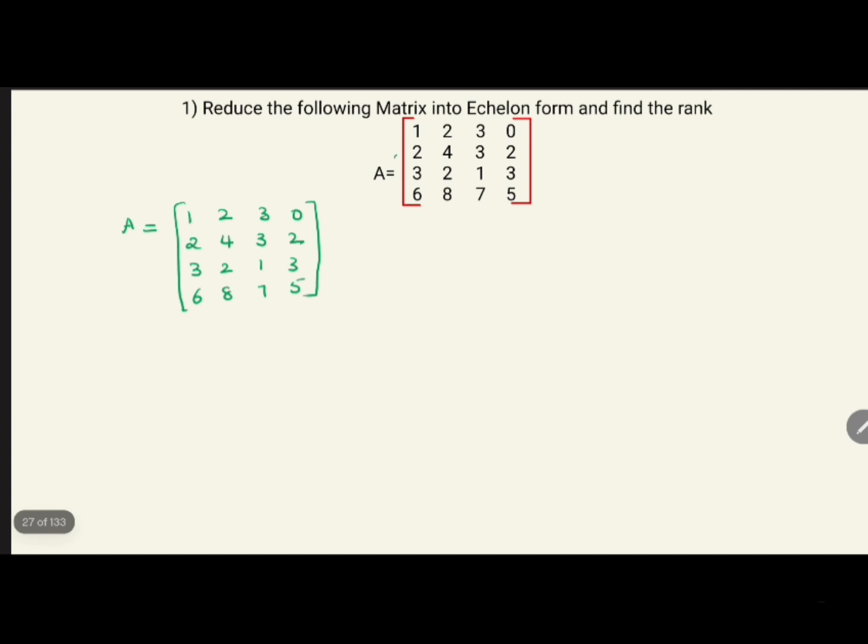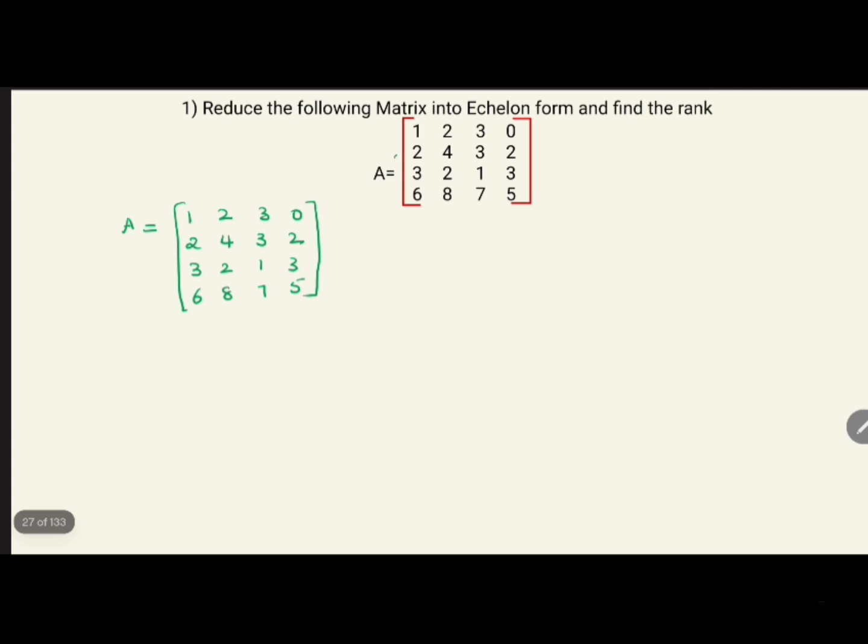Now coming to the second step, I should make the elements which are present below A11 as 0. That is 2, 3, 6 should be made 0, making use of R1. If I multiply R1 by 2 and subtract from this 2, it becomes 0. If I multiply by 3 and subtract from this 3, this element will be made 0. And if I multiply by 6 and subtract from this element, it can be made 0. So those are the row operations we have to follow.